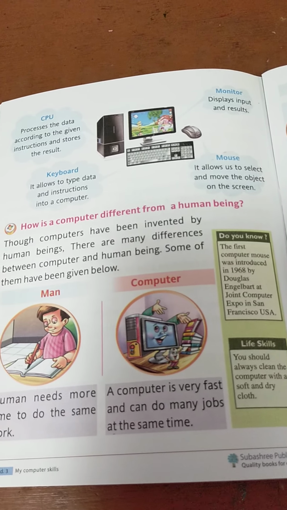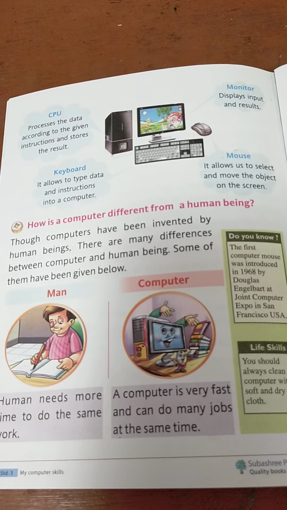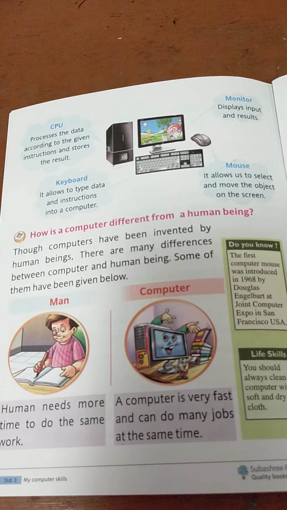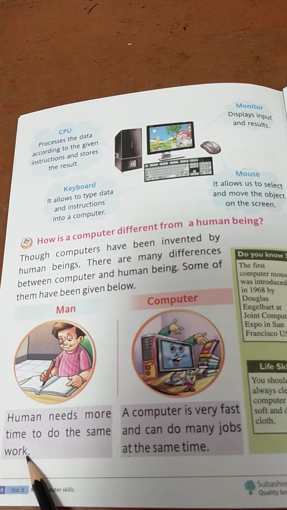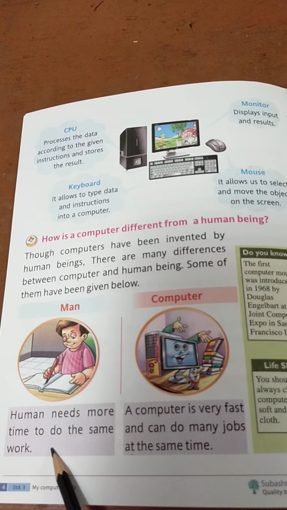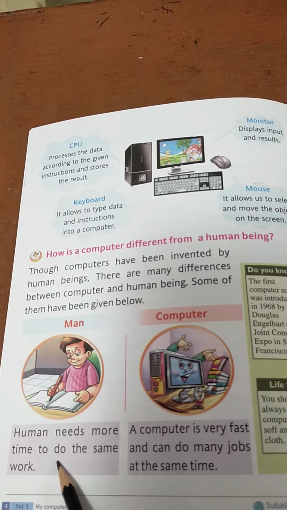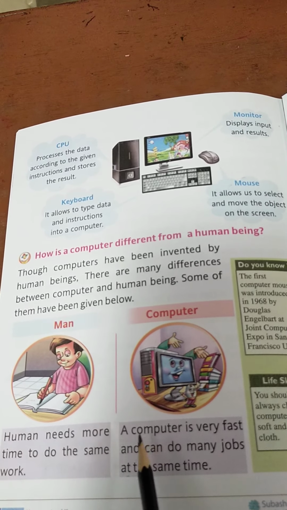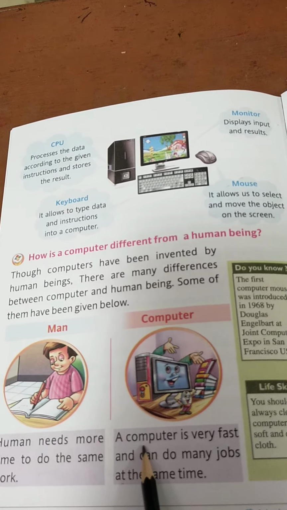Now we are going to see how a computer is different from a human being. We are going to compare the computer with a human being. Okay, now can we start comparing? The human can do the work. What are the works we are given? He can do the work, but he needs some time to do the work. But the computer does the work very fast compared to the human. It can do many works at the same time.